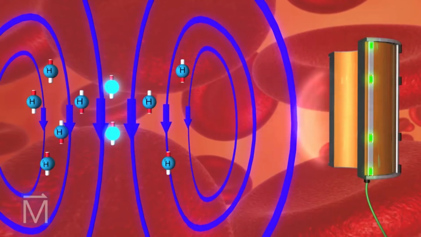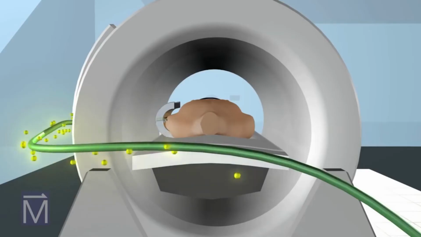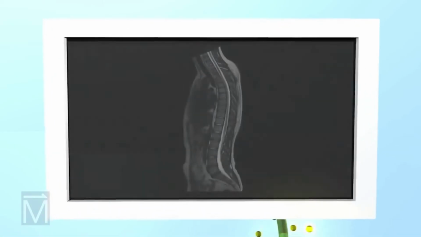Let's watch this one more time. The protons absorb the energy from the RF waves, then flip on their axes and emit the energy back to the coil. That signal gets turned into an electric current, which the scanner digitizes. The scanner processes the signal using advanced algorithms in order to produce the image.